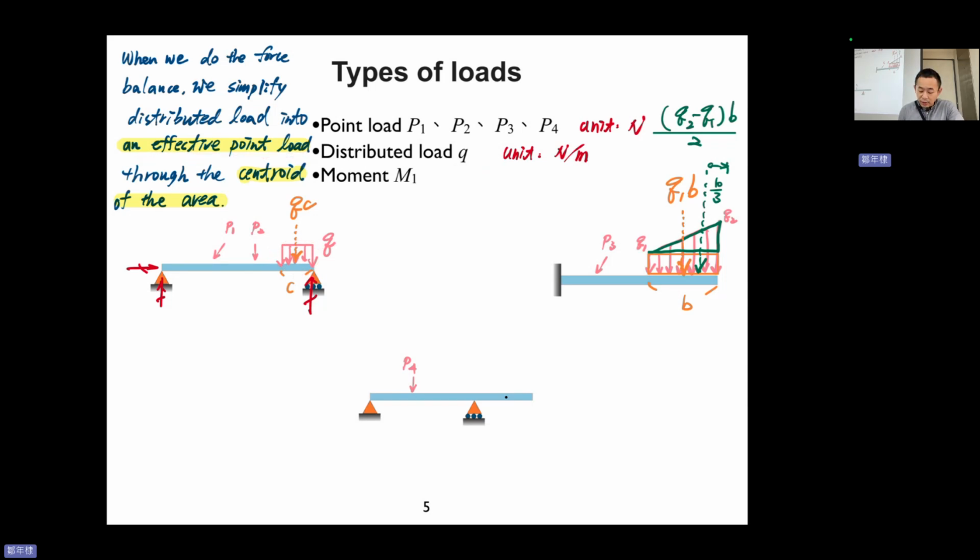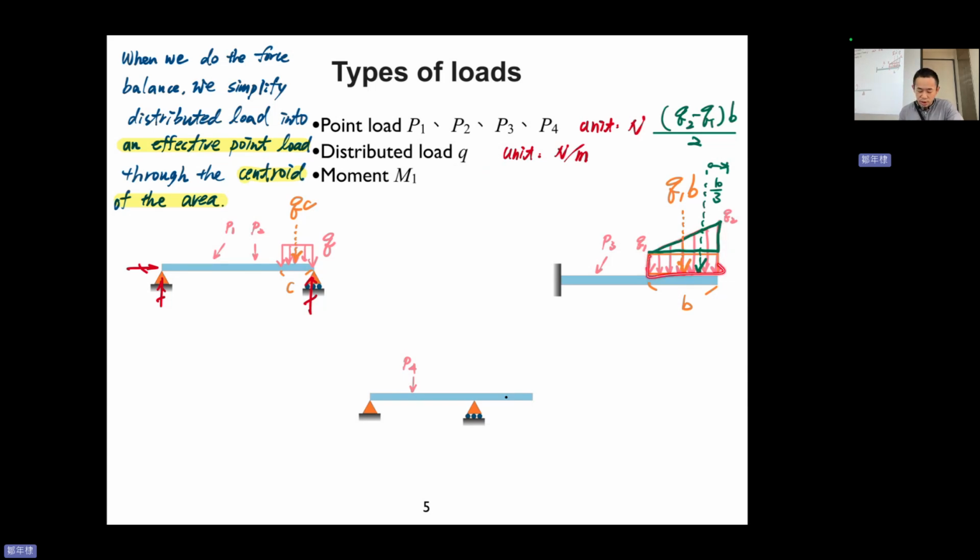The effective point load value will be the area of that distributed load, and the point load acts at the centroid of that area. This is a really important concept. So if you see a really ugly distributed load, for example, Q1 gradually increasing to Q2, we can divide this shape into two: a triangle and a rectangle.